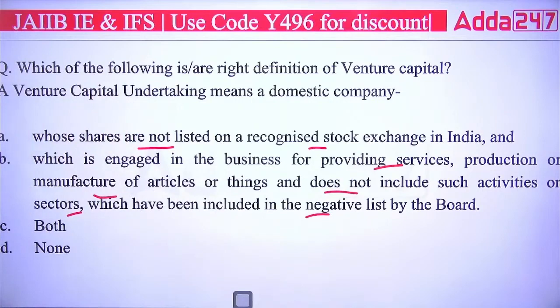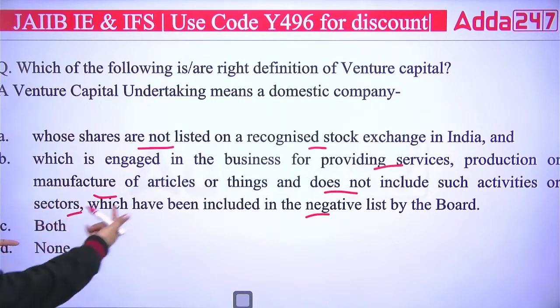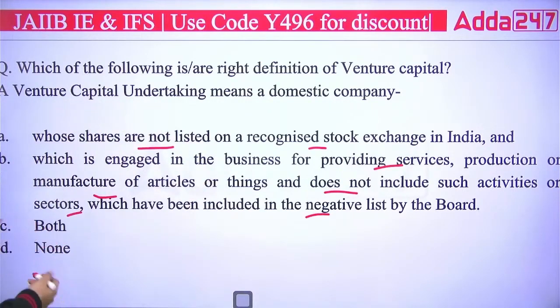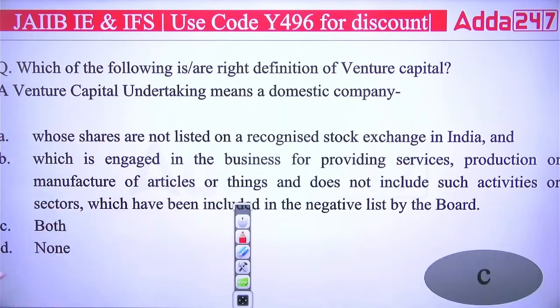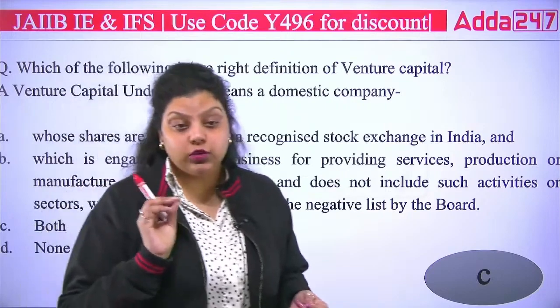Now you have to answer which of the following definitions are correct, both or none, A, B, C or D. So venture capitals are actually a domestic company. They are actually not allowed to list their share on a recognized stock exchange, and also they are engaged in the business of providing the service, the production, the manufacturing of articles or things that does not include the activities related to sector which have been included in the negative list of the board. So obviously the right answer will be C, that both the statements are defining the right definition of venture capital.